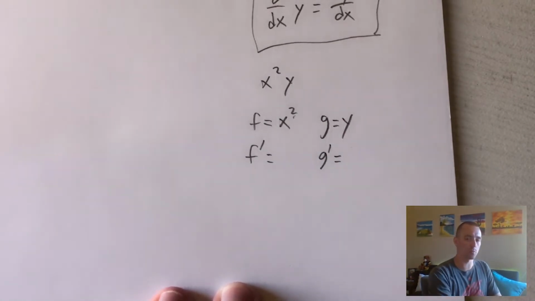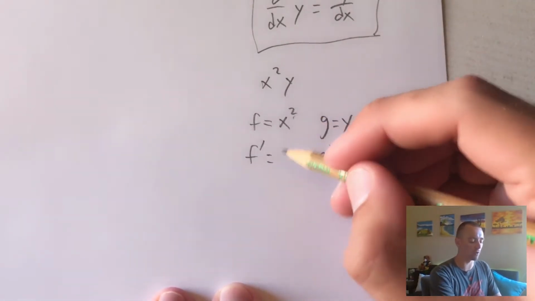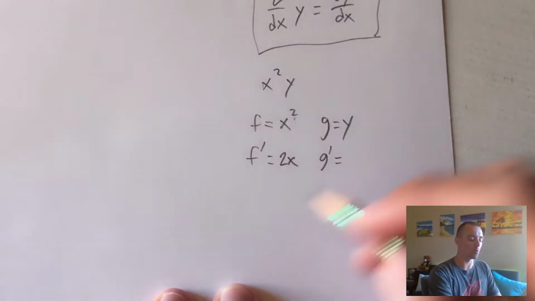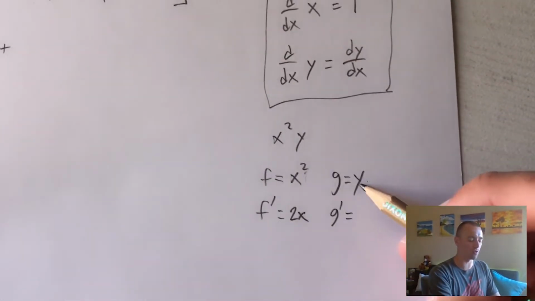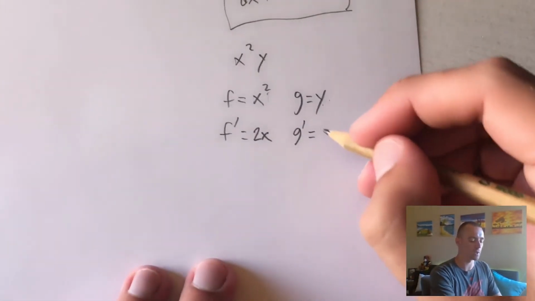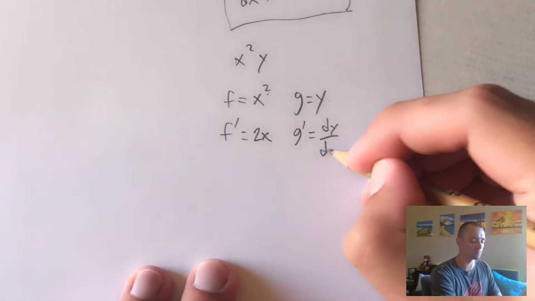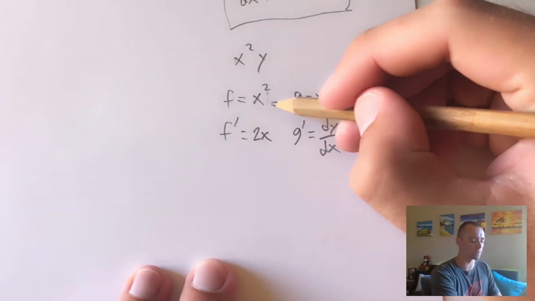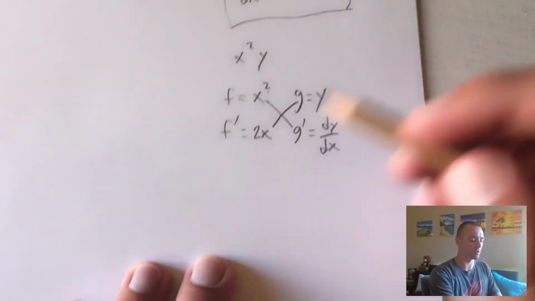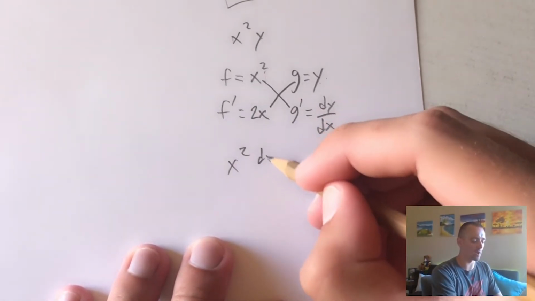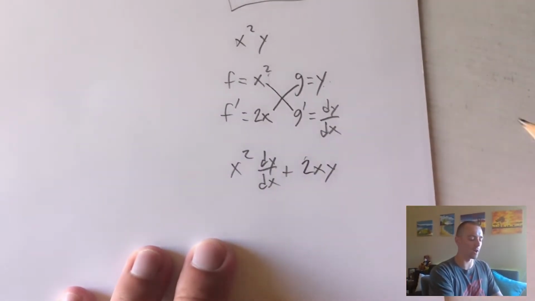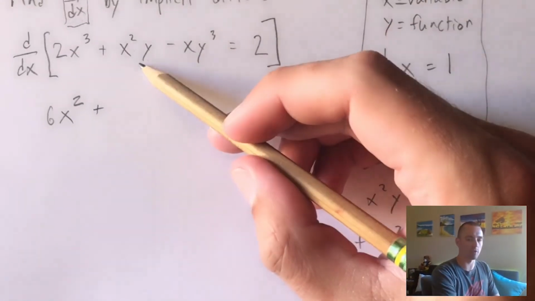So every single piece we break this down into, x is our variable, so we can just use the power rule here since we only have an x, and y is our function. So again, the derivative with respect to x of y is actually dy/dx. So g prime here is going to be dy/dx. Now the product rule says we'll do this piece times this piece plus this piece times this piece. So that'll give us x squared times dy/dx plus 2x times y. So that is the derivative of x squared times y.